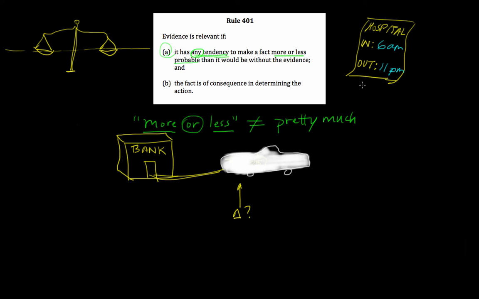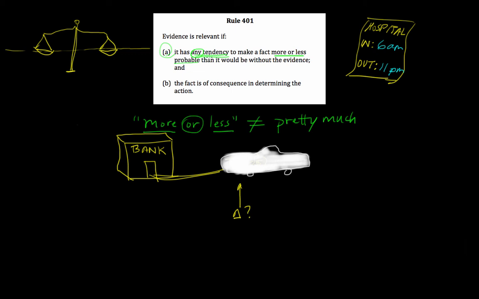Okay, so now he has some evidence that suggests that it couldn't have been him. He couldn't have been the one that robbed the bank because he was in the hospital all day. But does this hospital record definitively prove that he didn't rob the bank? Well, no. Maybe he snuck out of the hospital for a few minutes to go rob the bank, or maybe the records are just wrong about what time he checked in or checked out. But because the rule only requires some tendency, any tendency to make the fact of him robbing the bank more or less probable, I think that a record showing that the defendant was in the hospital all day makes it at least somewhat less likely that he robbed the bank. So the hospital record would satisfy this first part of the definition of relevance.